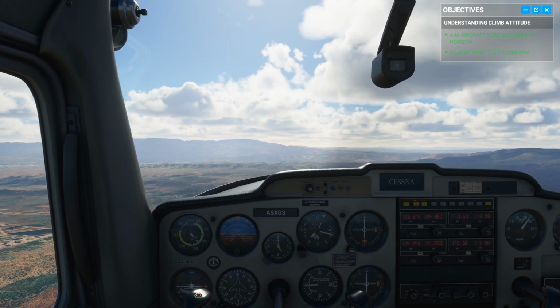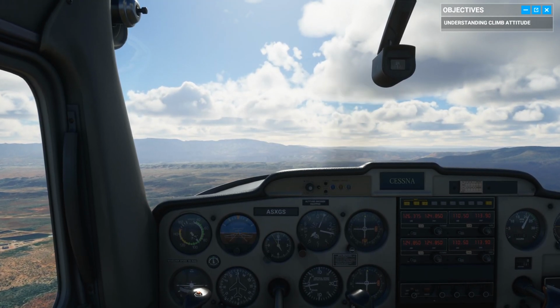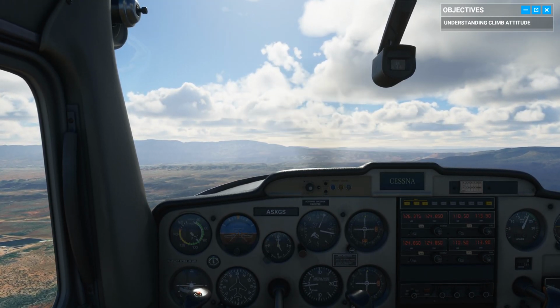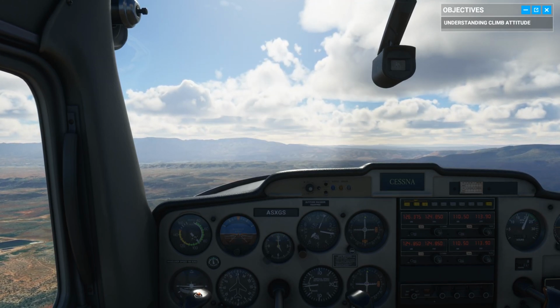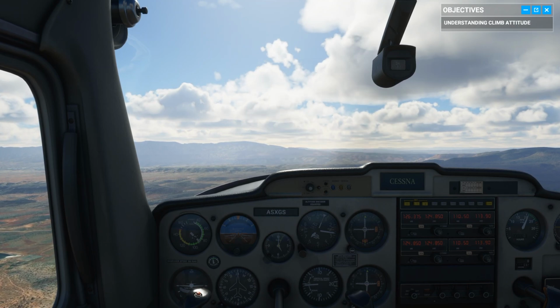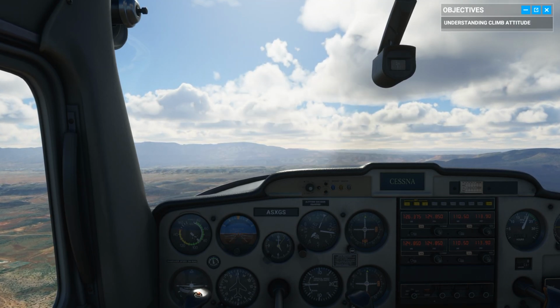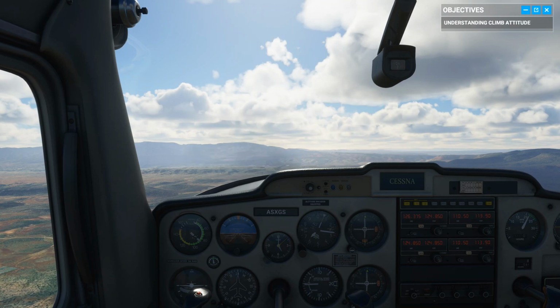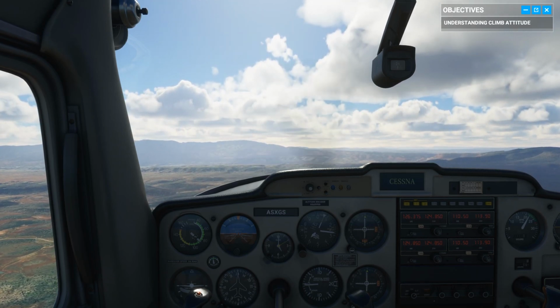Nice job. We're now set up with the same attitude and power we had at the top of our lesson. Next up is the descent attitude. Start by reducing your RPMs to 1800. Then drop the plane's nose a bit further below the horizon.